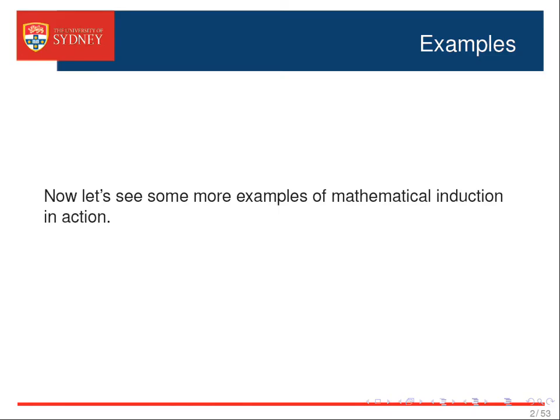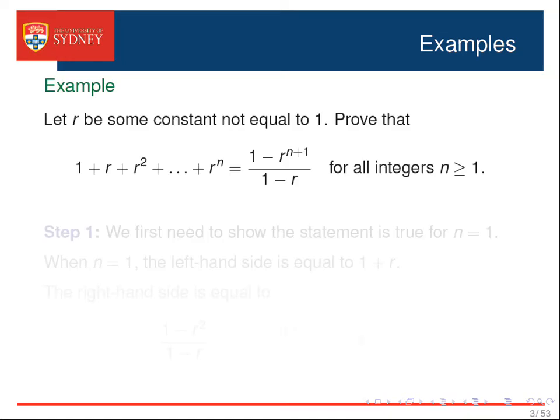We're going to take a look now at some more examples of mathematical induction in action. The statement here that we need to prove is that if we take some number r which is not 1, and then add up the first n powers of r, starting with r to the 0, which is 1, so that is if we add up 1 plus r plus r squared plus ... plus r to the n, we get 1 minus r to the n plus 1 over 1 minus r. You might have seen this geometric series formula in high school when calculating compound interest.